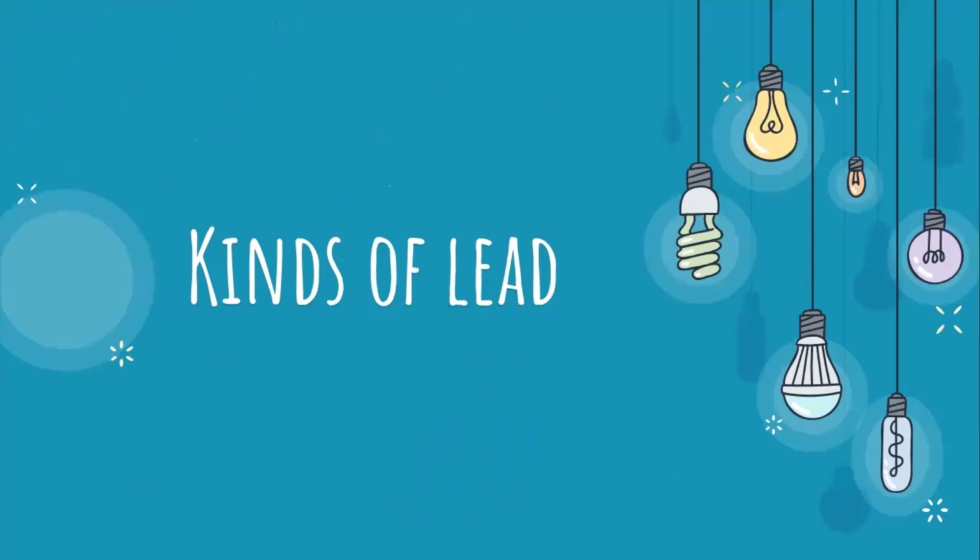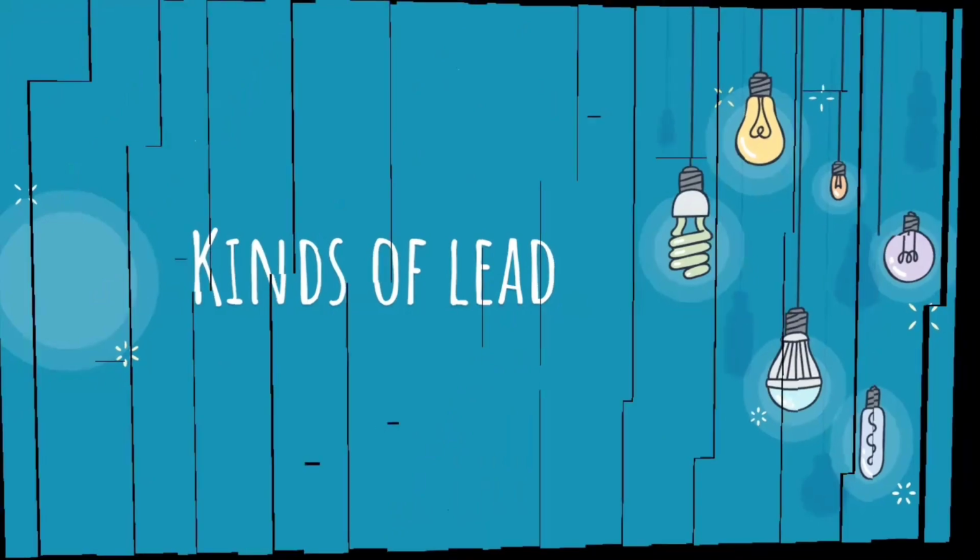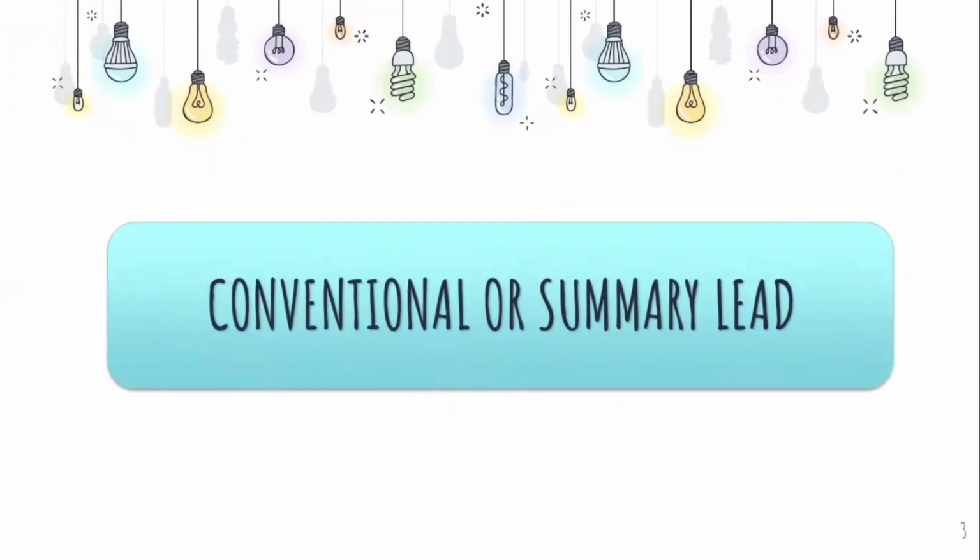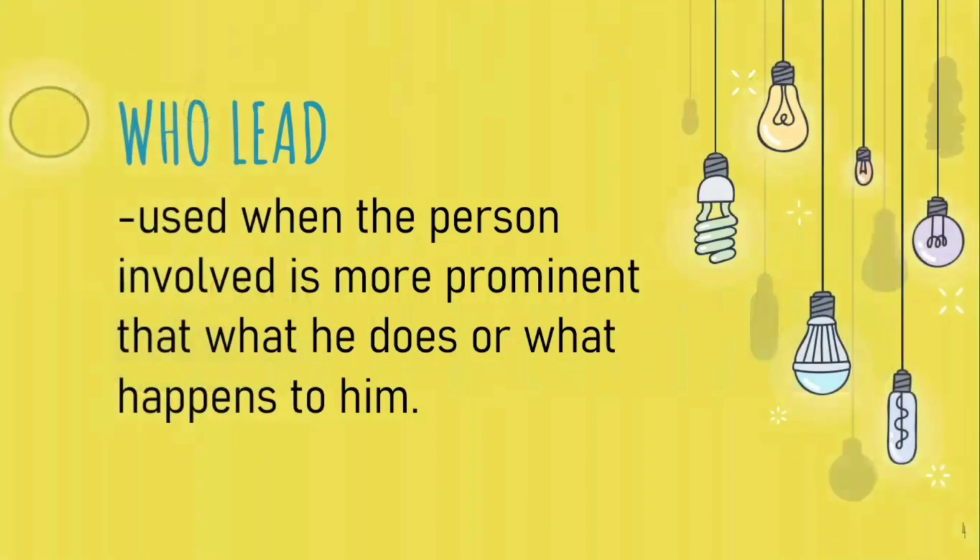Every news story begins with an introduction called the lead. Now let's discuss the kinds of lead. Let's start off with conventional or summary lead. This kind of lead used in straight news answers right away all or any of the 5 W's and or the H. Who lead? It is used when the person involved is more prominent than what he does or what happens to him.